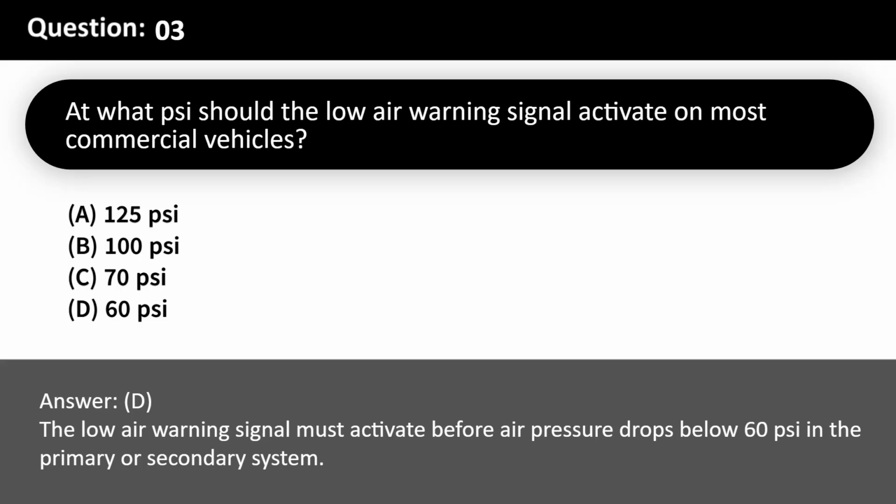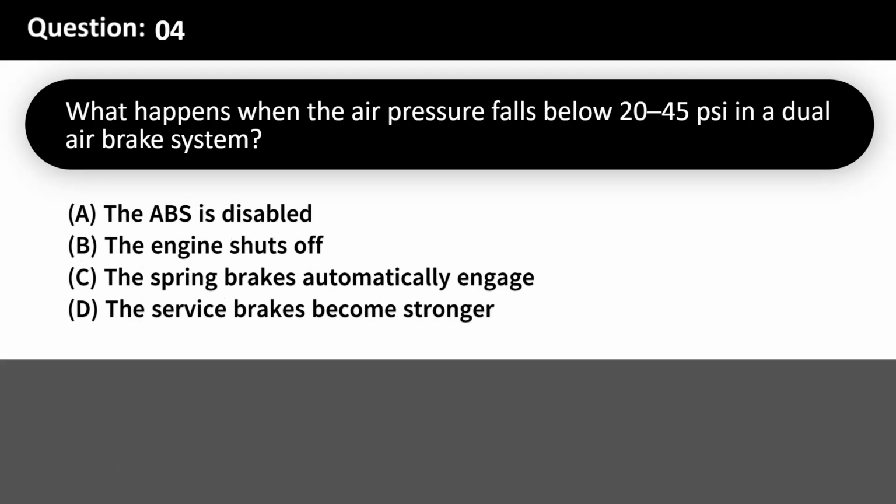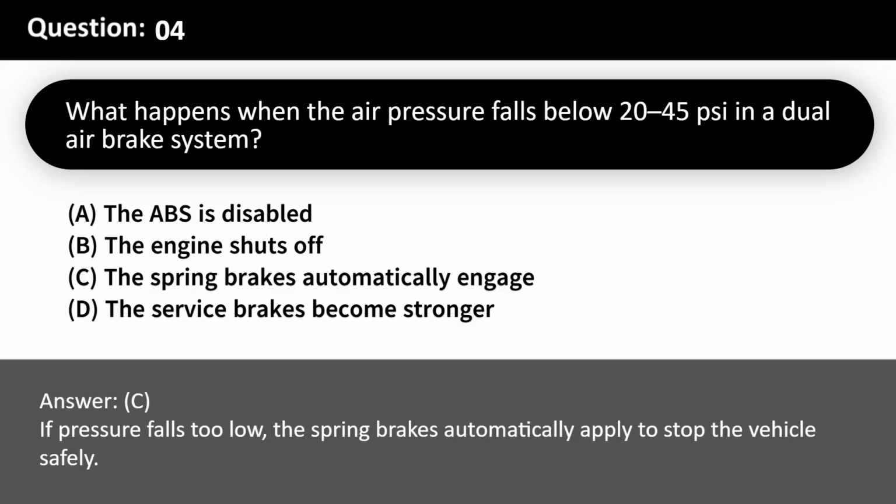secondary system. What happens when the air pressure falls below 20 to 45 psi in a dual air brake system? A. The ABS is disabled. B. The engine shuts off. C. The spring brakes automatically engage. D. The service brakes become stronger. Answer C. If pressure falls too low, the spring brakes automatically apply to stop the vehicle safely.